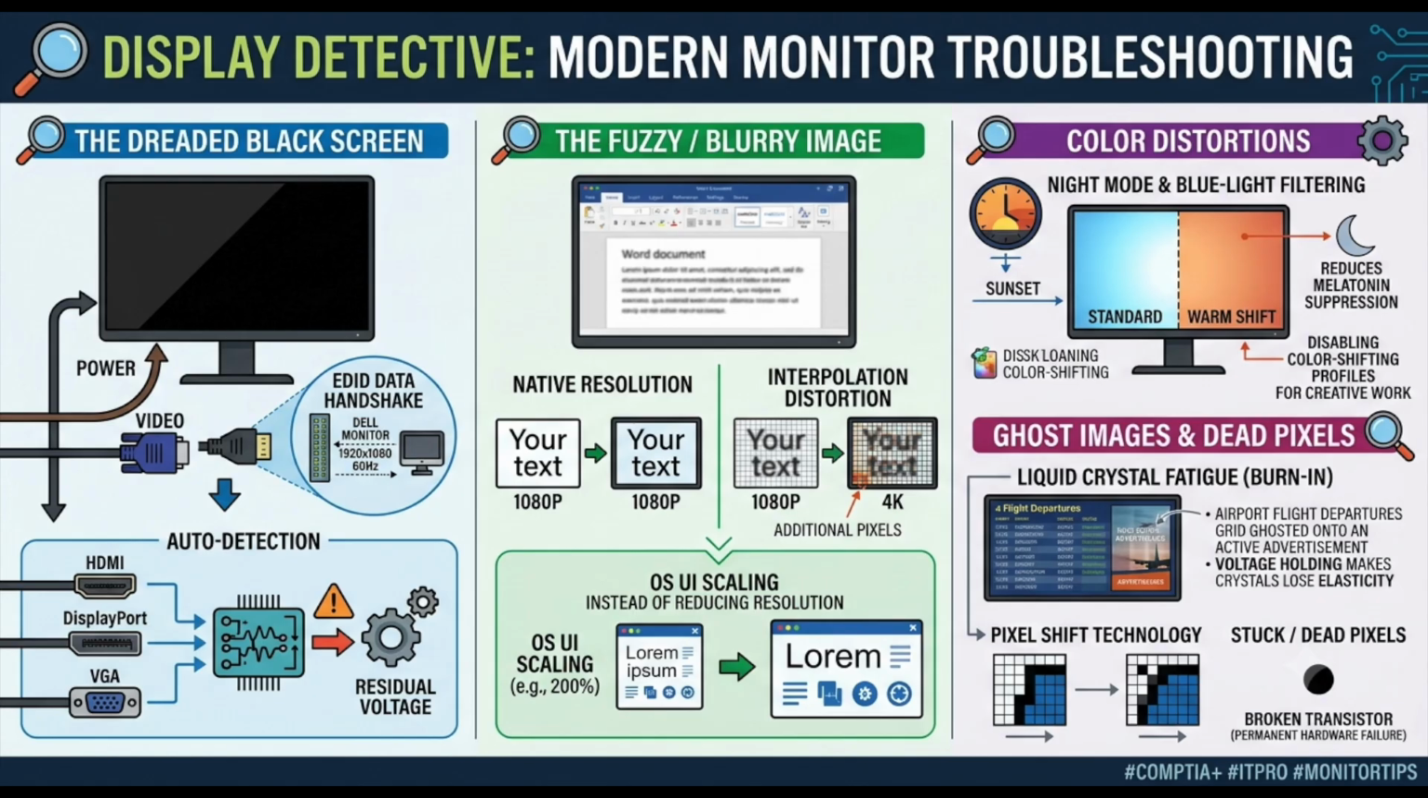1-to-1. Exactly. One virtual pixel of digital data must map to exactly one physical pixel on the glass. That mathematical one-to-one ratio is the native resolution.